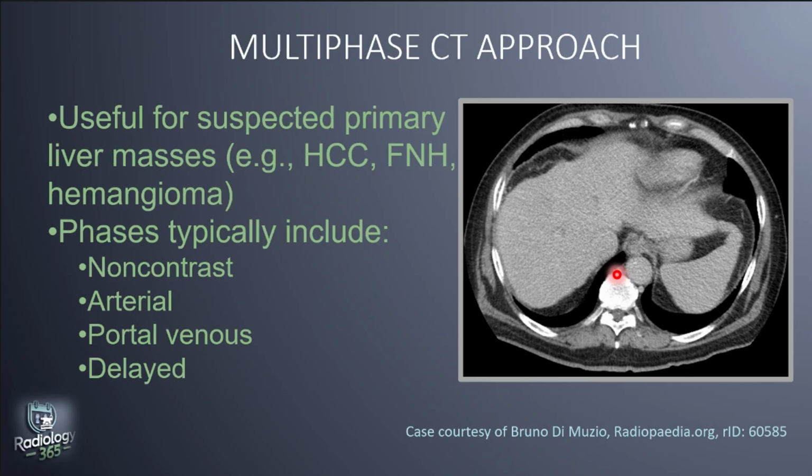For a thorough evaluation of suspected primary liver tumors, we use what we call the multi-phase CT, which includes a non-contrast phase, an arterial phase, a portal venous phase, and a delayed phase where the contrast would have washed out from the arterial and the portal venous system significantly. Each phase provides complementary information, helping us to differentiate between various lesion types and their enhancement patterns.